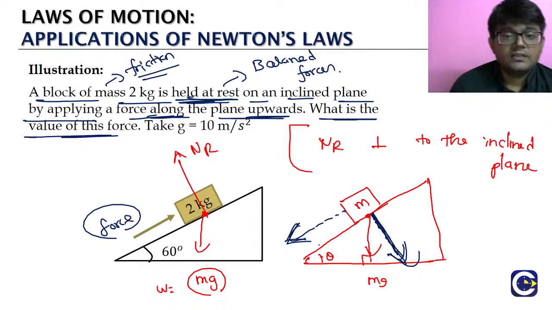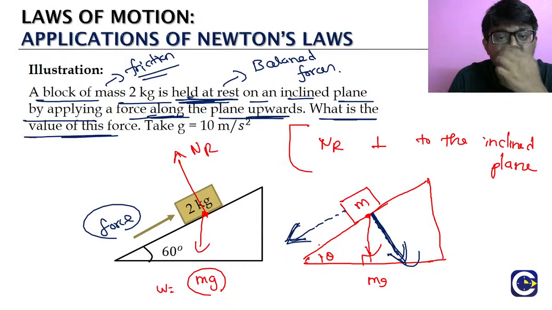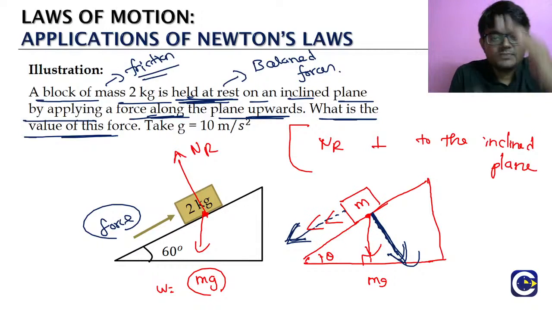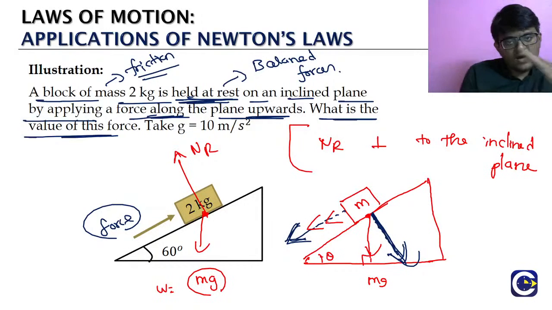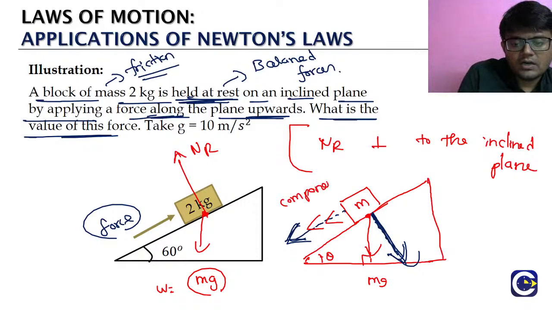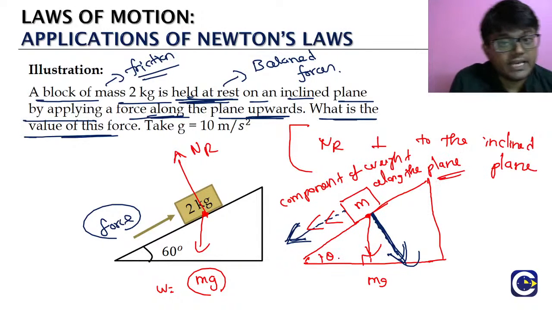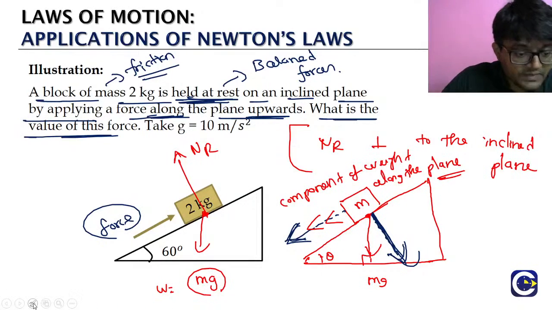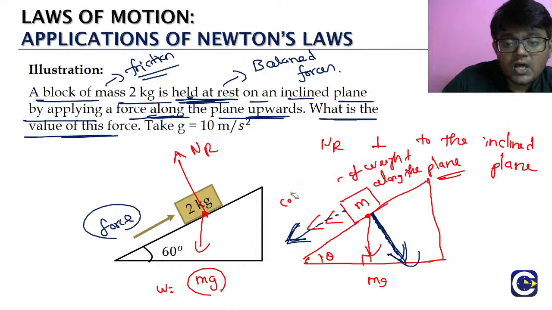Now I'll tell you the reason why. Suppose you sit on the inclined plane. Then what happens? You will come down. Do you know why? Look, one component of the weight is along the plane downwards, like this. This component of weight along the plane is the reason why we keep coming down the plane. Understood? So there is a component of the weight along the plane, and that is why we keep coming down the plane.